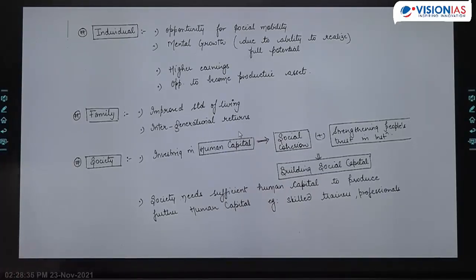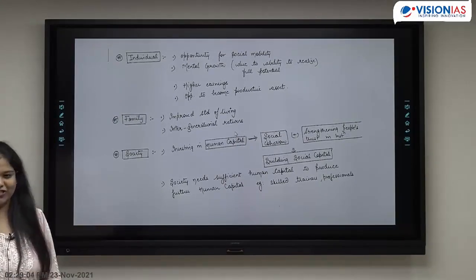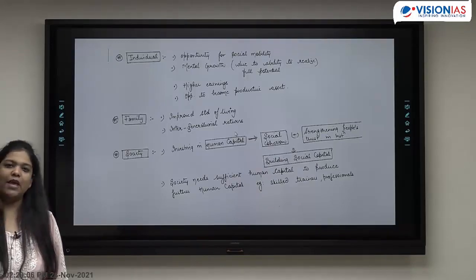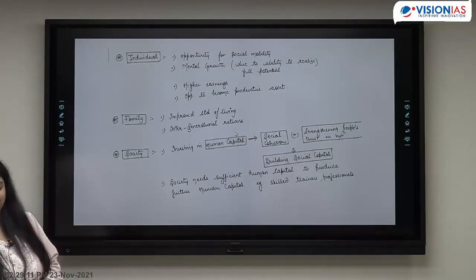At the individual level, if human capital formation happens, obviously it provides opportunity for social mobility. It will provide cognitive development. They will be able to realize their full potential. There would be higher earning, as in the opportunity for economic improvement in their status. They would have the opportunity to become a productive asset for the nation. The family's overall standard of living will improve. There will be intergenerational returns. Obviously, if today you are earning well, you will be able to provide better opportunities for your next generation. So it will have intergenerational returns.